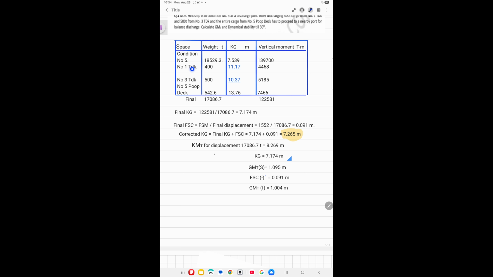So number 1 and number 3 have been part discharged, means out of number 1 only 400 tons was discharged, number 3 500 tons. So I get the vertical moments. And number 5 poop deck, entire cargo as given in condition number 5, 542.6, and KG was 13.76. Multiply KG with weight, you get 7466 vertical moment. And this 7466 I took directly from condition number 5 because entire cargo was discharged.